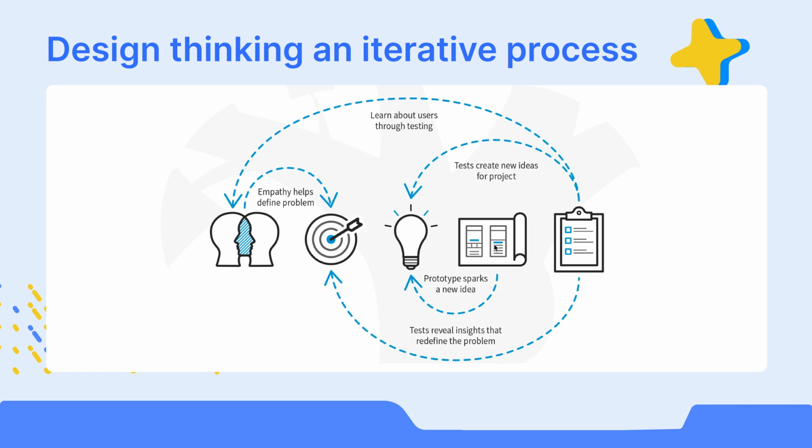Then I just see that mistake. Wow. After I see it, I'm like, oh, the prototype sparks a new idea. I come back again to generate a new idea, and then I go back to prototype it again. So, okay, looks good. Now I want to test it. From testing, I see that this testing creates a new idea. I come back to ideation.